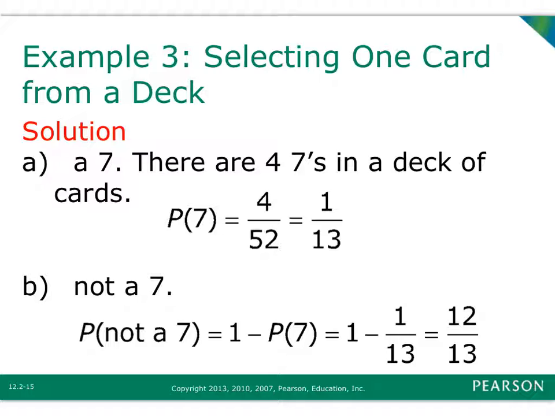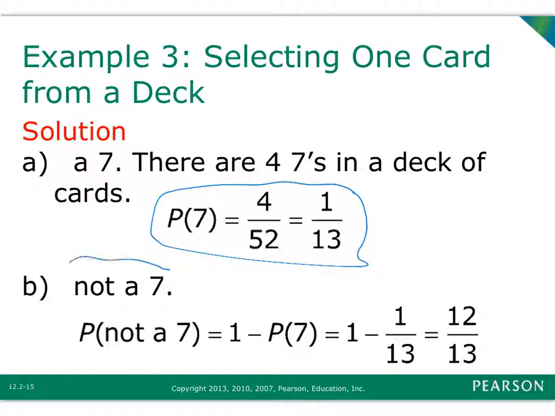So if we select one card from a deck and we're asked to find the probability that the card is a 7, we have the probability that x equals 7 is 4, because there are 4 sevens in a deck of cards, divided by 52 cards, which is equal to 1 over 13.